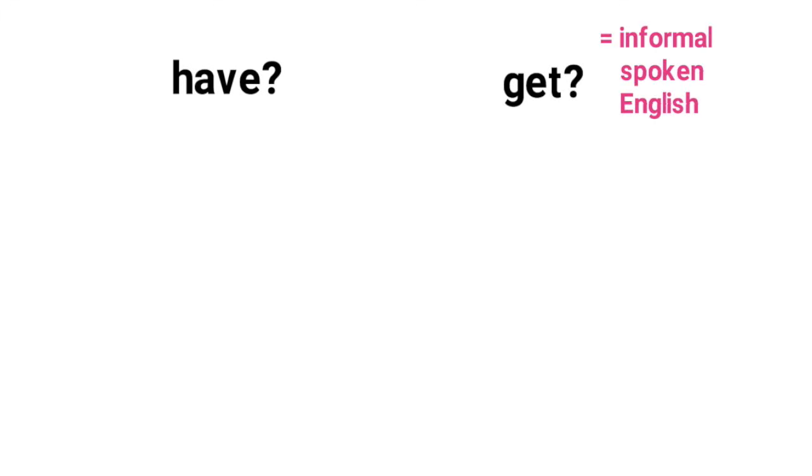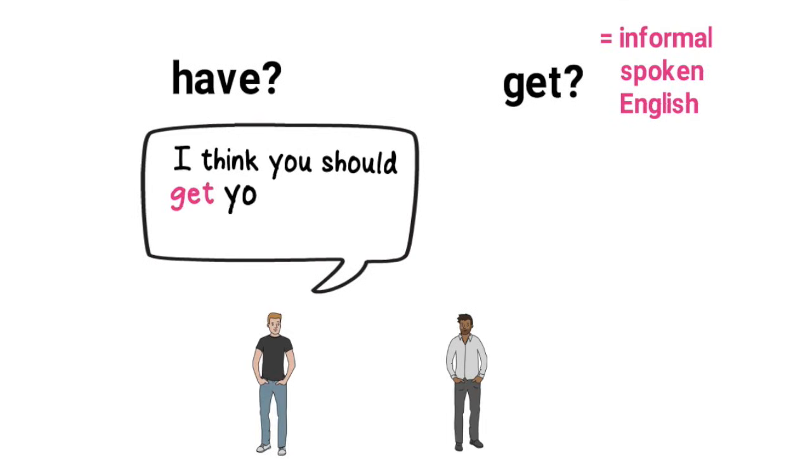So what's the difference between have and get? We can say get in the place of have to say get something done, but it's mainly used in informal spoken English. For example, I think you should get your eyes tested.